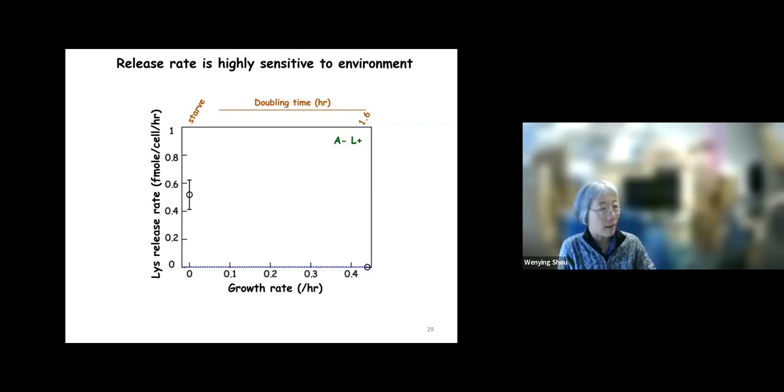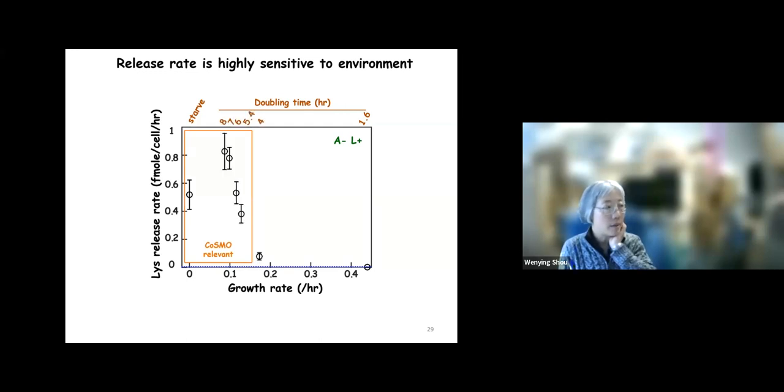But even more dramatically, it's the release rate, the lysine release rate of the adenine minus cells. As I said, starved cells are what we measured initially, and those didn't fit the data, didn't fit the growth rate well. And exponentially growing cultures don't release much. The blue dotted line is our assay detection limit. So again, we run this in different chemostats, in a community-relevant environment. And we see that the release rate is actually highly not constant. It is very sensitive to doubling time.